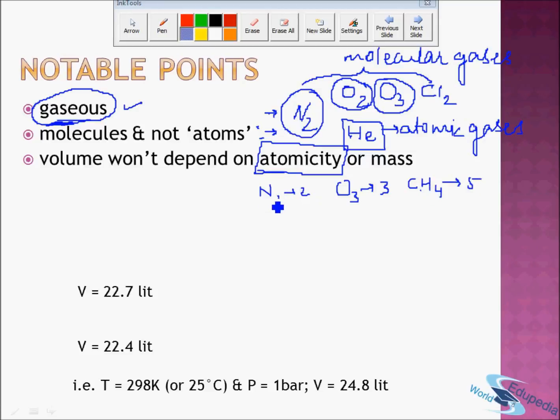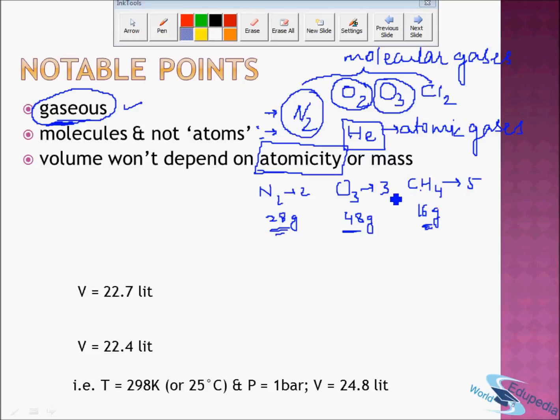Okay, and obviously masses of each of these gas. Okay, let's talk about molecular mass. So molar mass of each of these gas is different. N2 has molar mass of 28 gram, ozone has molar mass of 48 grams. Okay, CH4 has molar mass of 16 gram. So molar mass of each of these gas is different. Basically these gases are completely different.